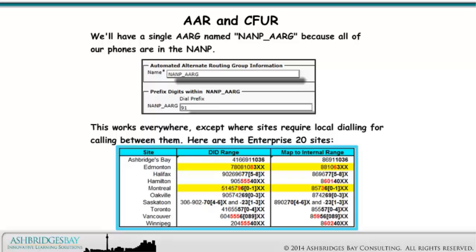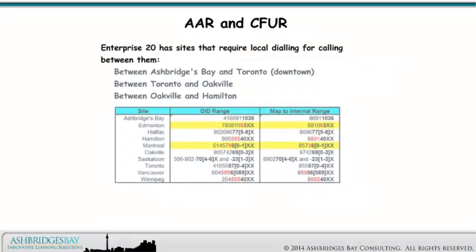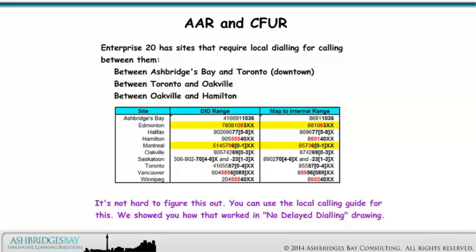Here are the Enterprise 20 sites. Enterprise 20 has sites that require local dialing for calling between them. Between Ashbridges Bay and Toronto downtown, between Toronto and Oakville, and between Oakville and Hamilton. It's not hard to figure this out. You can use the local calling guide for this. We showed you how that worked in the no delayed dialing drawing.